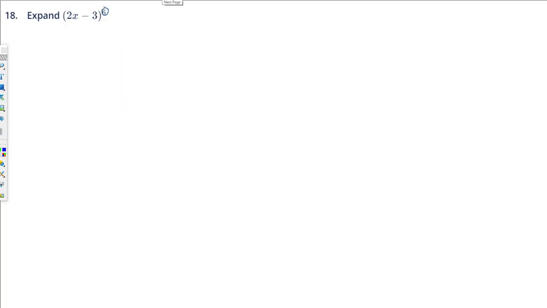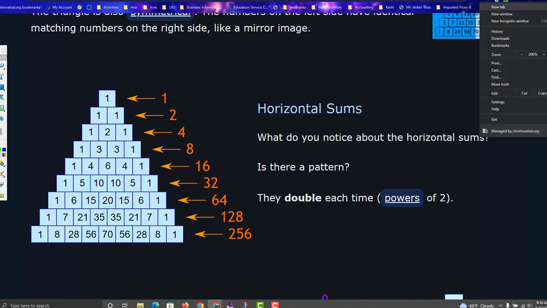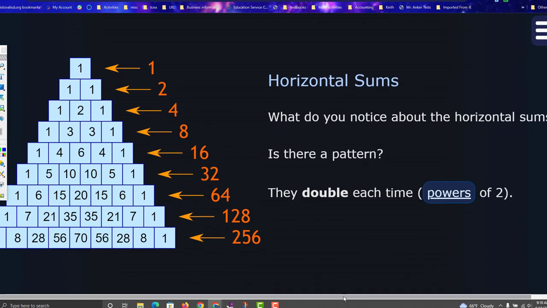Let's go ahead and work 18 because we have enough time. So if I was to expand this, I would go down to the row that has the second number as 6. So that would be 1, 6, what? So 1, 6, 15, 20, 15, 6, 1.